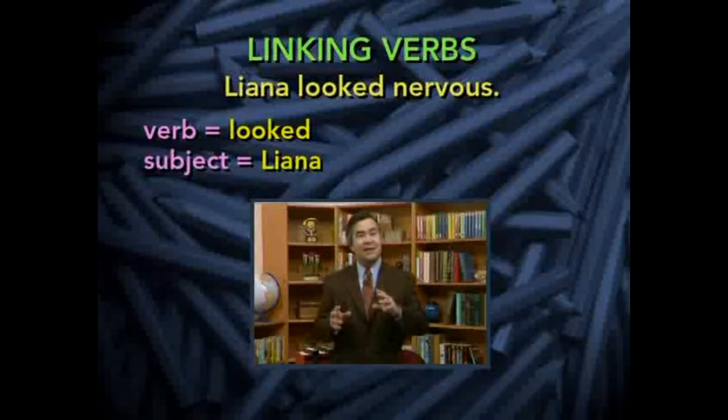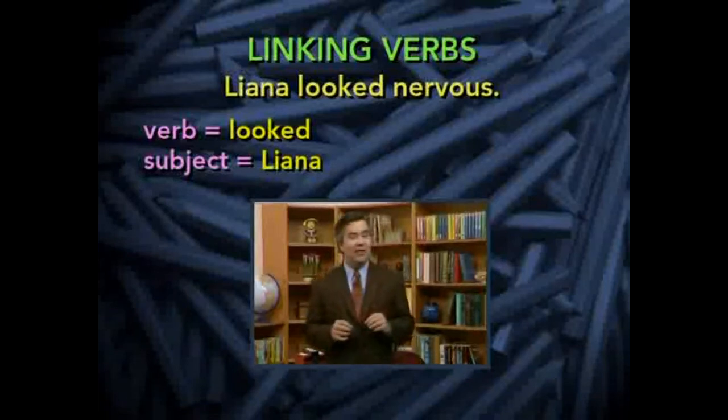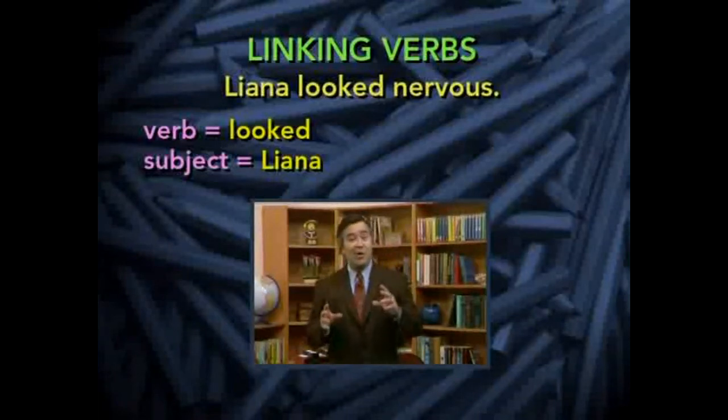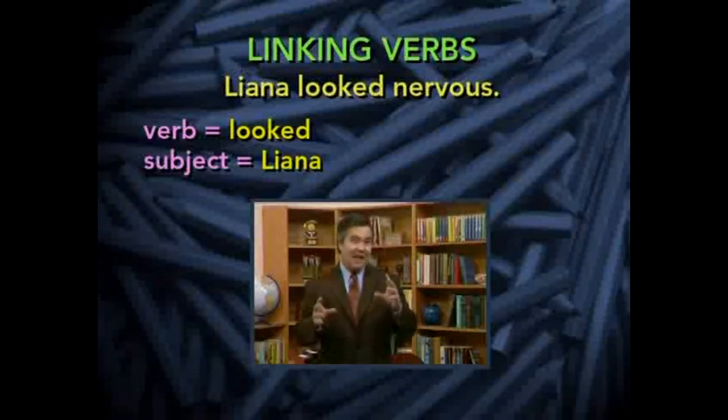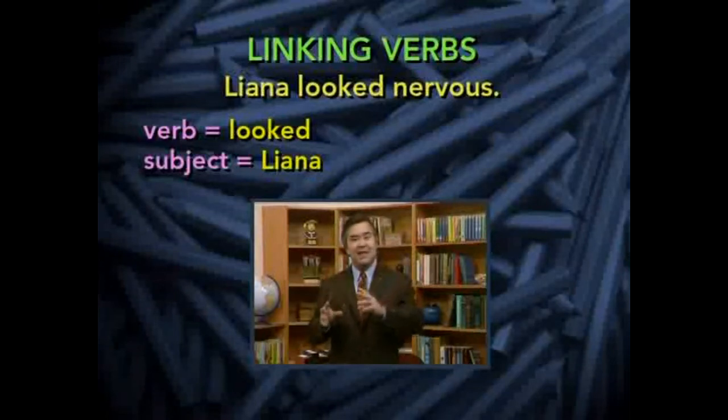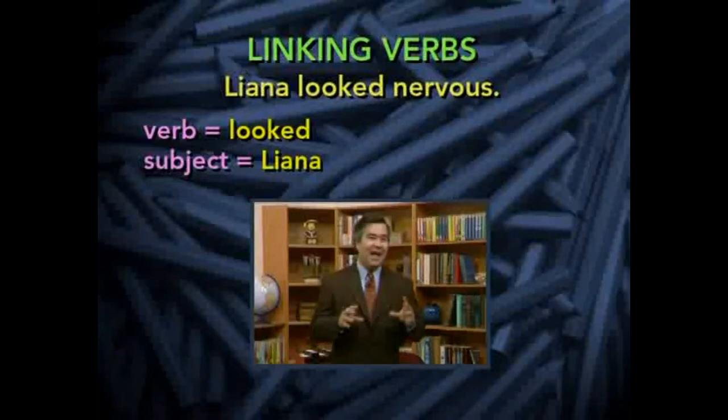We can tell that in this sentence, looked is operating as a linking verb because Leanna and the word that follows, nervous, are being linked or equated with one another. We're being told that Leanna and nervous are in some way the same thing. And in fact, we know that Leanna is nervous. Notice that in this case, the verb looked, which is a linking verb in this sentence, is being used to mean almost the same as the verb to be. When we say that Leanna looked nervous, we're saying in a way that Leanna is or was nervous.